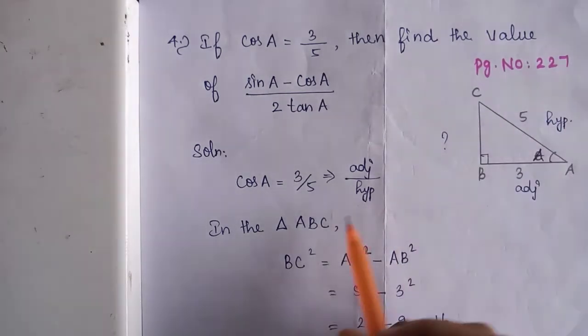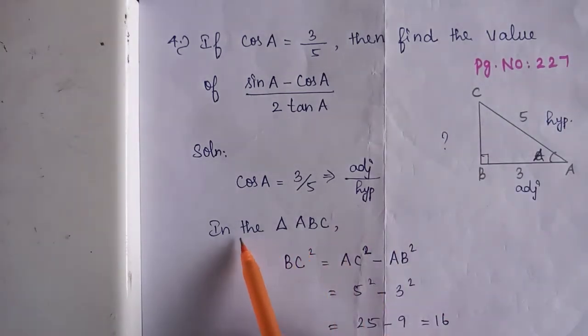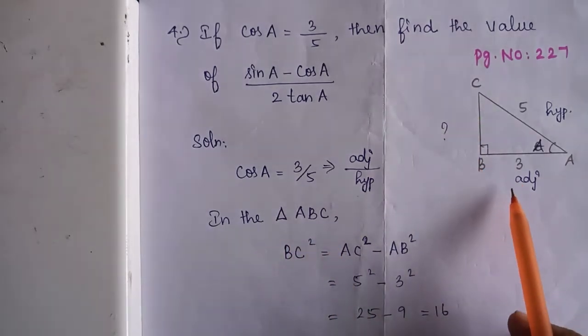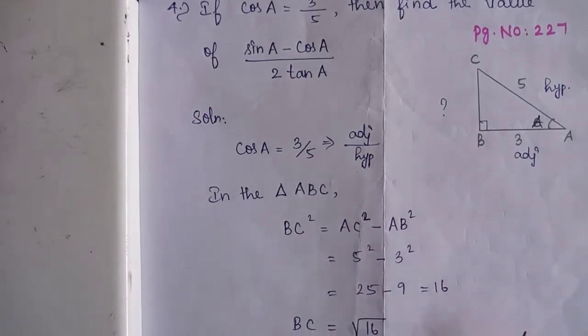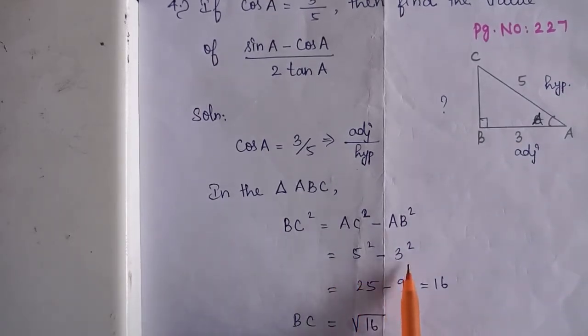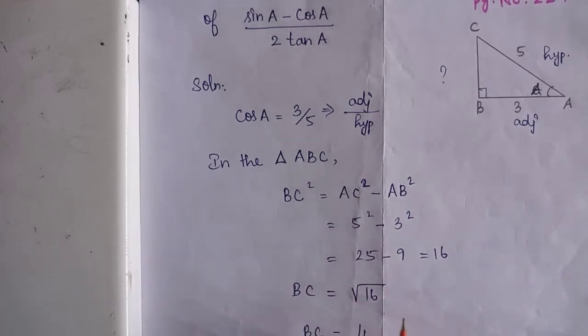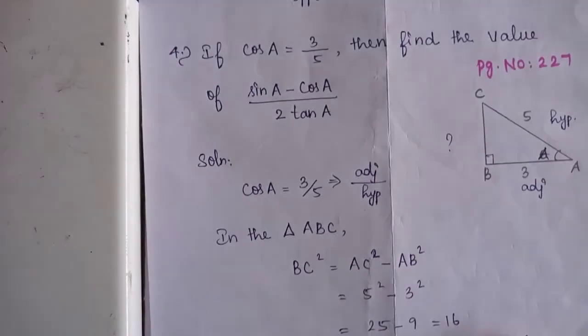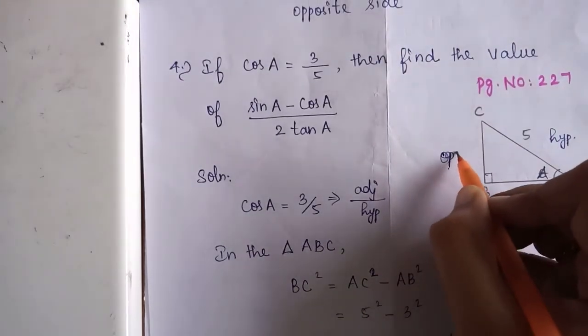For finding the opposite side, you have to use the Pythagoras theorem. So in triangle ABC, BC square is equal to AC square minus AB square, which is equal to 5 square minus 3 square, is equal to 25 minus 9, is equal to 16. Therefore, BC is equal to root 16. The value of BC is 4. That is, the opposite side is 4.